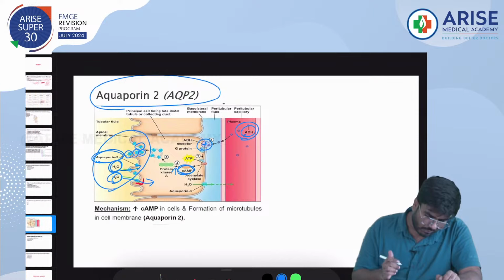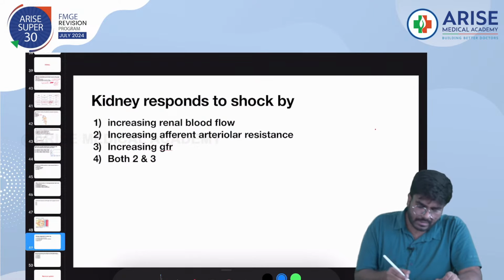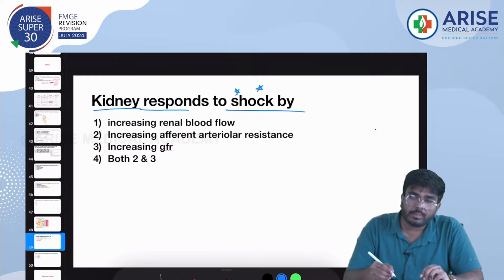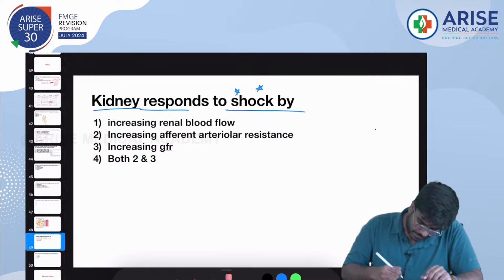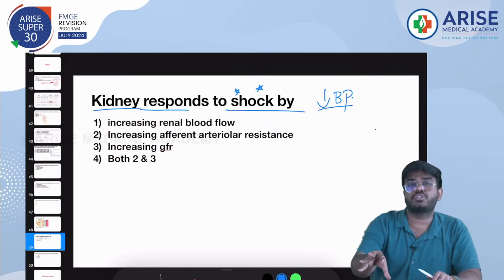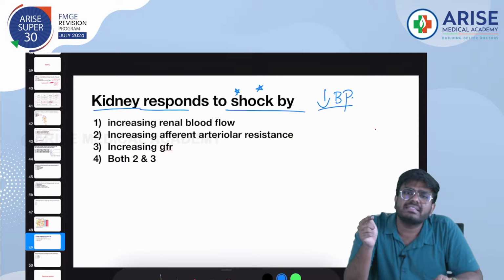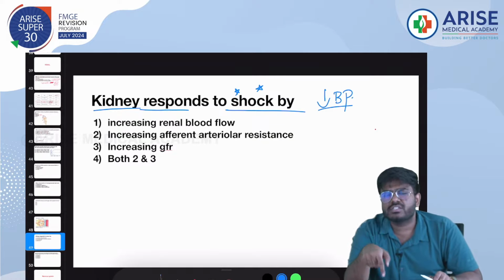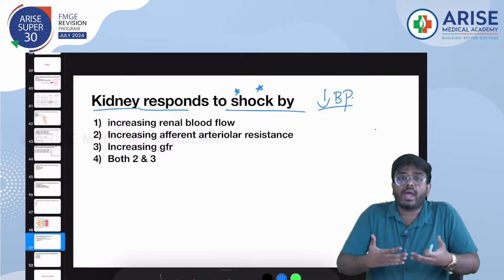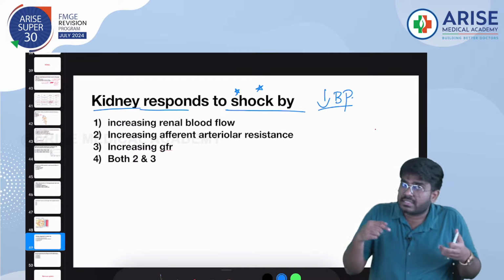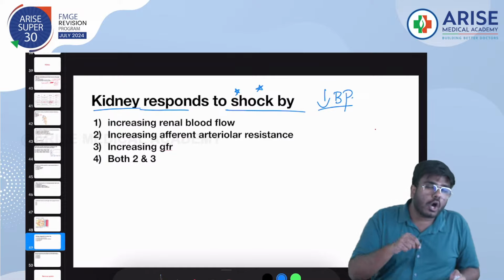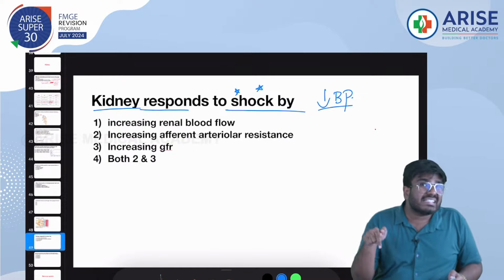That increase in intracellular cAMP is going to produce aquaporin 2 channels, which will help in the absorption of water. Next, kidney responds to shock by. When the patient is having shock, shock means the patient's BP is crashing and perfusion to the tissues is decreasing. Tell me, at this time, do you have to produce more urine or less urine? You have to conserve the body fluids. This is not the time to excrete water. So, whenever there is a shock, there should be a decrease in GFR.